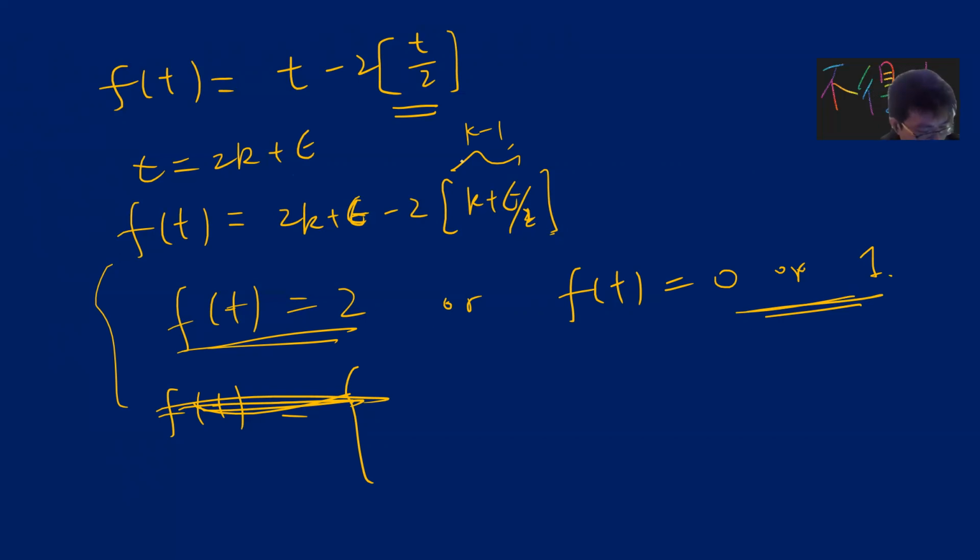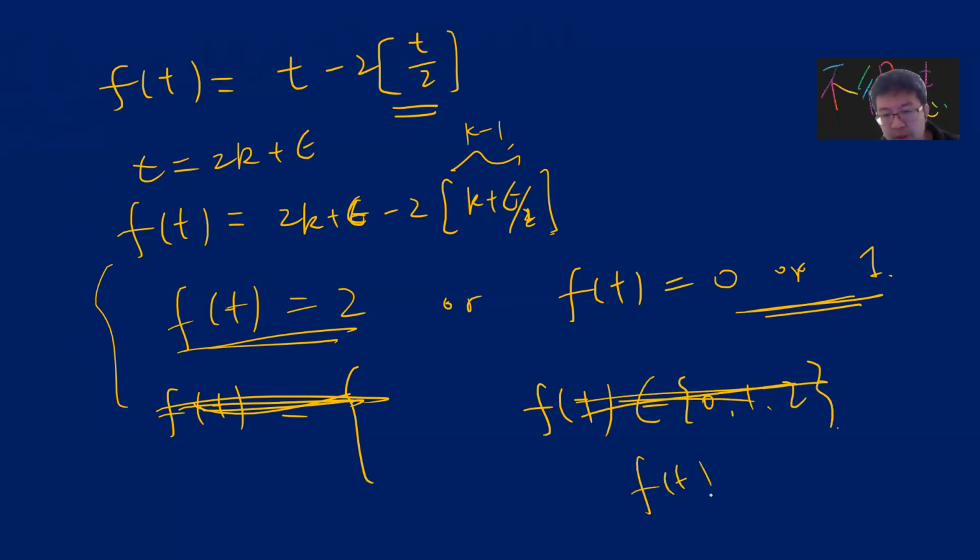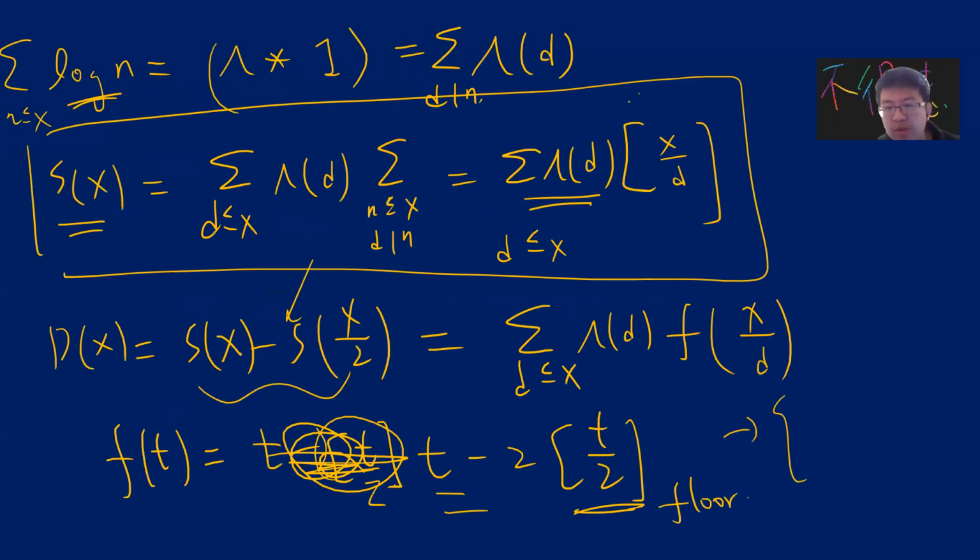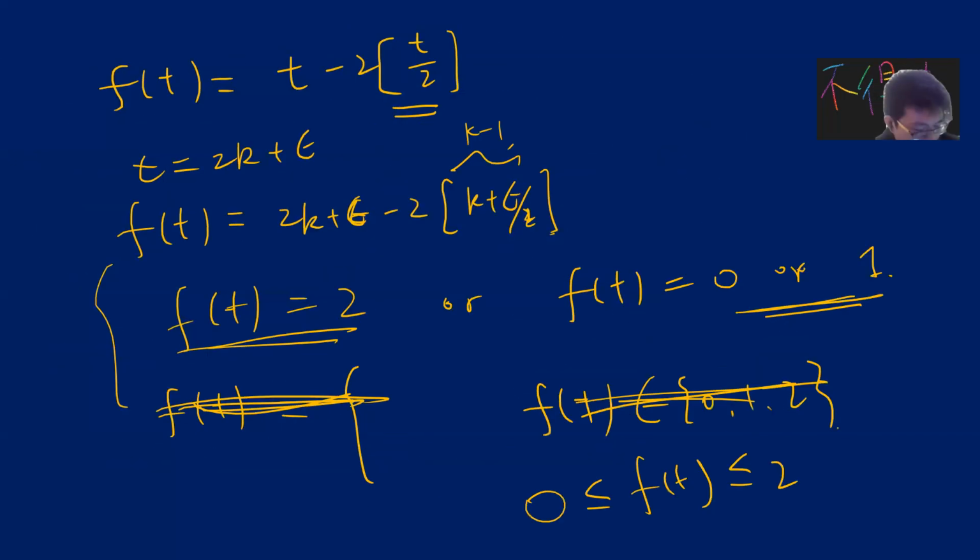In any case, this f of t is at most 2, or at least 0. Let's forget about the rest: f of t is less or equal to 2 and greater or equal to 0. I just want to say that f of t is bounded. Whatever it is, it's bounded. You can check by yourself.